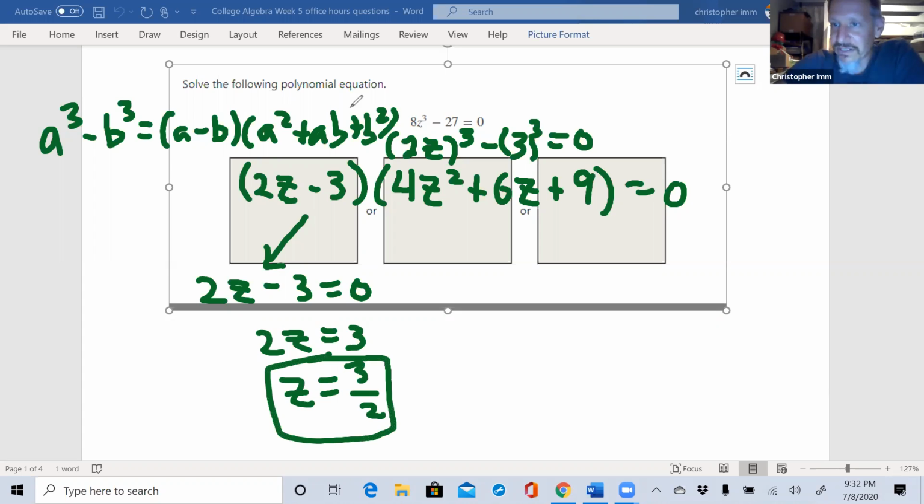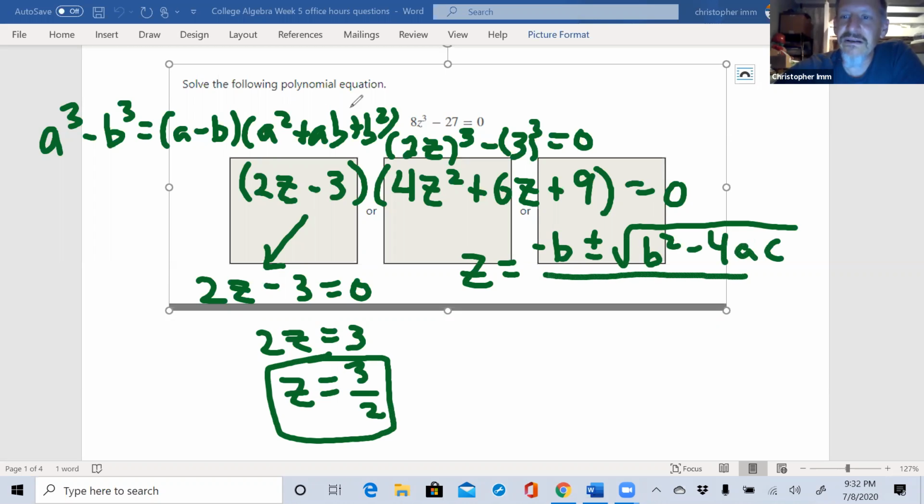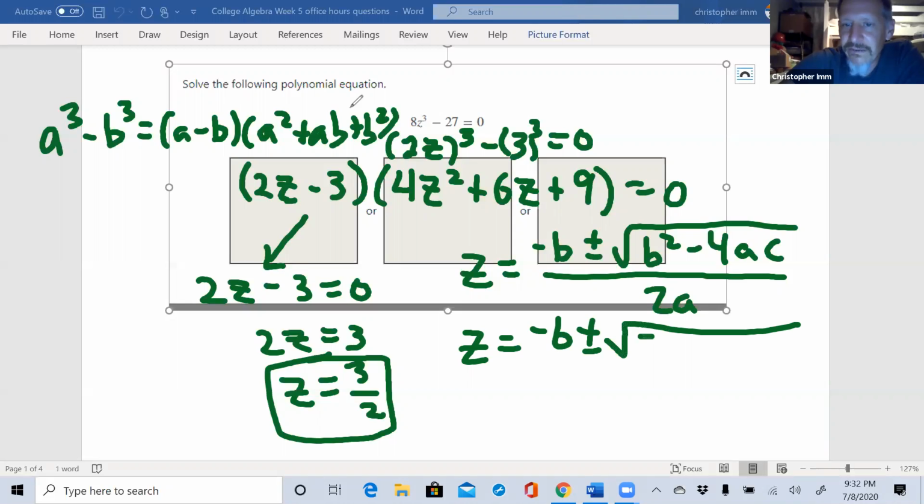My other two, this actually doesn't factor, so I can use the quadratic formula. x is equal to negative b plus or minus the square root of b squared minus 4ac all over 2a. This is something that you're going to have to know, memorize, take to your grave. All right, so I'm going to plug things in. b is a 6, so I have negative 6 plus or minus the square root of 6 squared, which is 36, minus 4 times a times c. So I plug in the 4 and the 9, all over 2 times a, and my a is just 4 there.